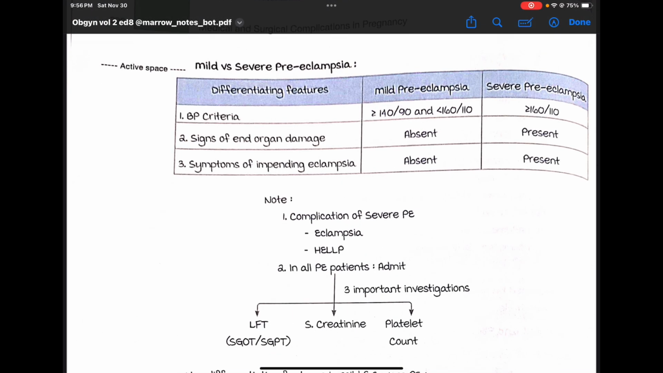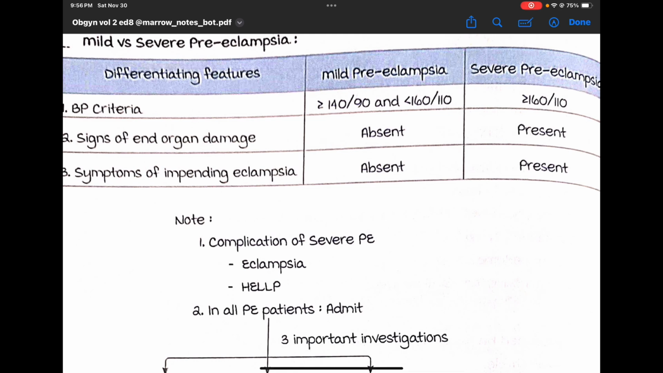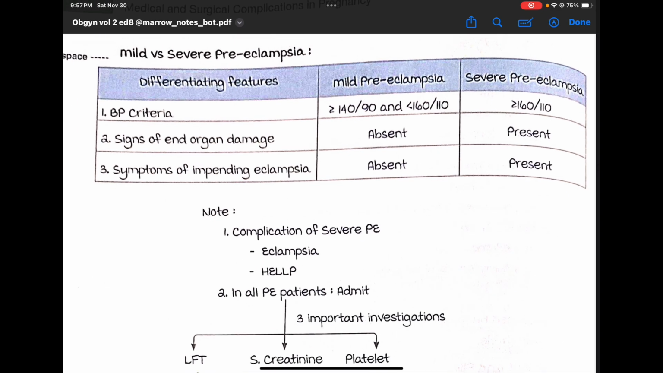Mild versus severe preeclampsia. Differentiating features. In mild preeclampsia, blood pressure could be 140/90, less than 160/110. More than 160/110 is severe preeclampsia. Signs of end organ damage are absent in mild preeclampsia and present in severe preeclampsia. Symptoms of impending eclampsia are absent in mild preeclampsia and present in severe preeclampsia.